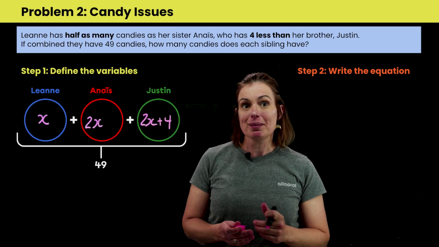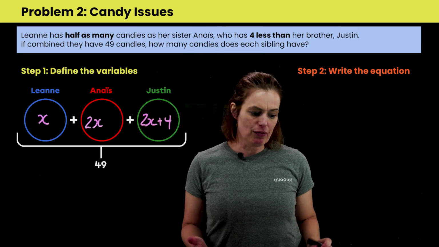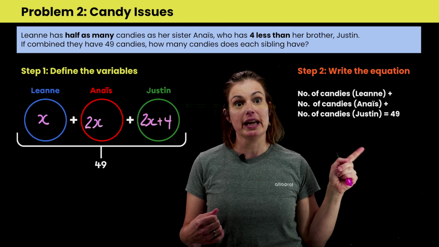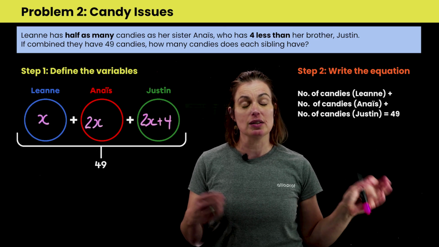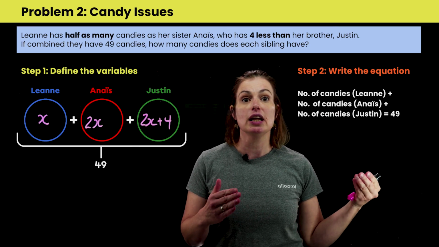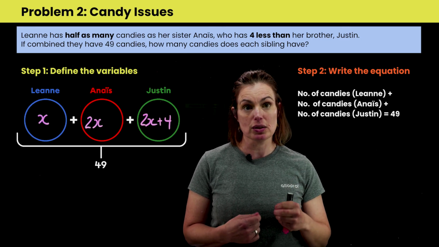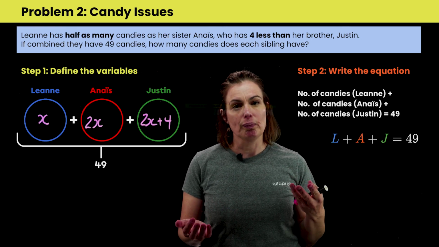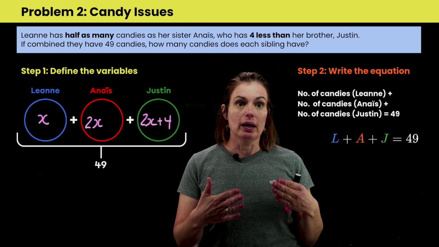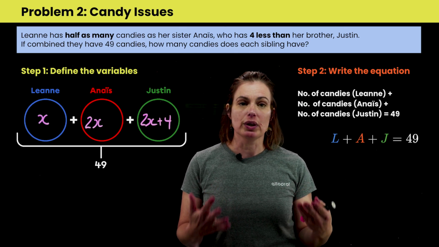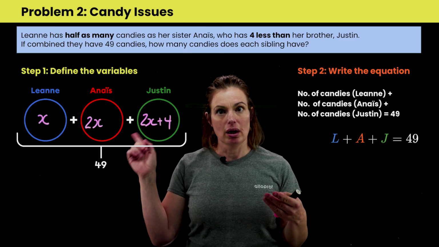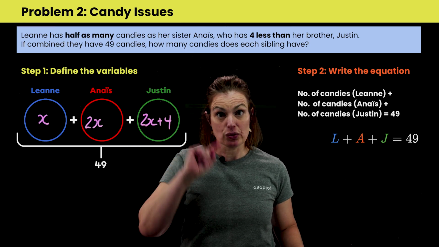Right? So when I'm writing my equation, sometimes it's helpful to write it all out in words. So this would look like the number of candies for Leanne plus the number of candies for Anais plus the number of candies for Justin equals 49, which represents the total number of candies. But this is pretty long. So we can shorten it to L plus A plus J is equal to 49. But that's not very helpful in terms of solving for our variable or answering our question here.